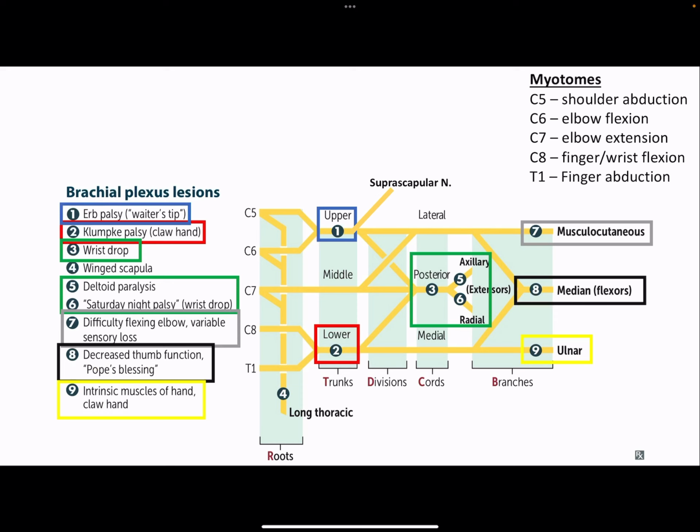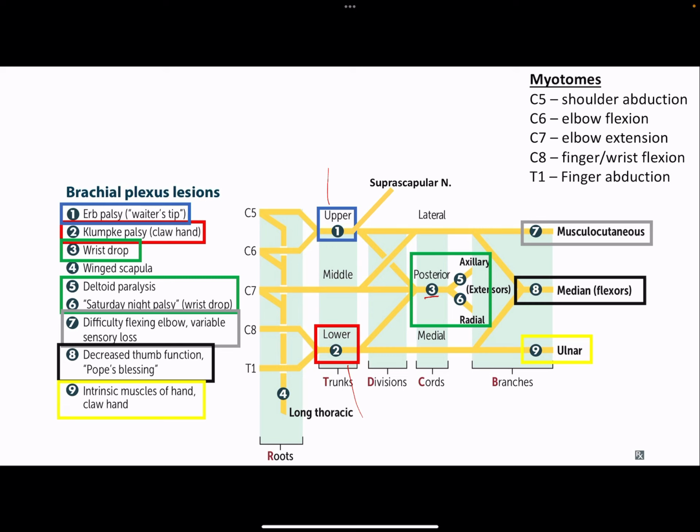All right, so let's go through a couple of these. So one, we'll table this. We'll come back to herbs, and we'll also come back to this. Let's look at 3. If you had damage here on the posterior cord, well, that's going to take out the axillary and the radial. So we'll just do 3, 5, and 6 together. Without 5, we just did this. You don't have any abduction. You don't have any sensation over the lateral upper arm. Without the radial, you don't have extension. You have the wrist drop. You don't have sensation over the dorsum side of your thumb.